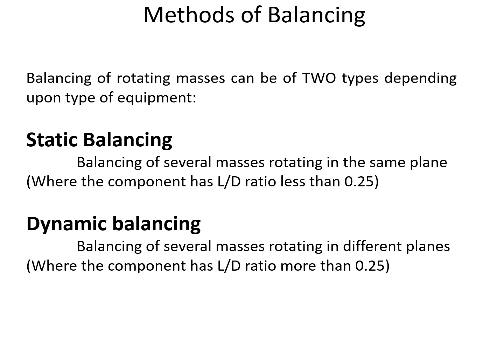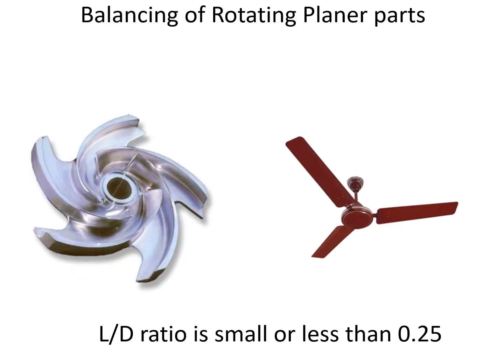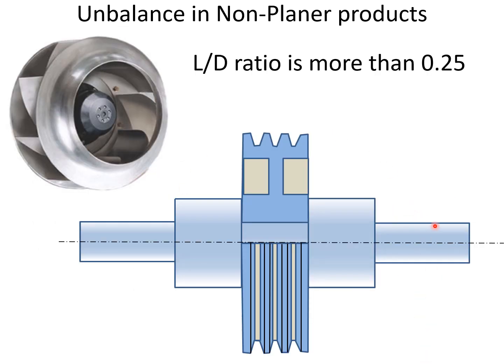Let's try to see the condition. For example, the impeller and the fan shown over here. These are planar components where L by D ratio is very small, and in such cases we go for static balancing, which we have dealt with in the previous video. And for the components like this, where there are large lengths and small diameters, we go for dynamic balancing.